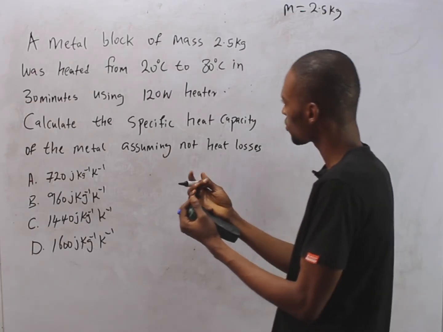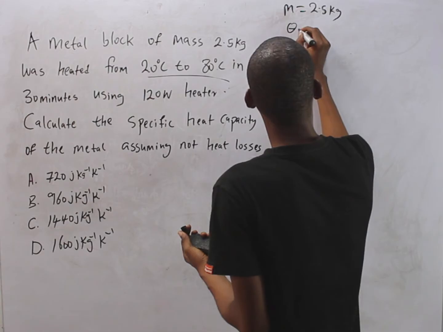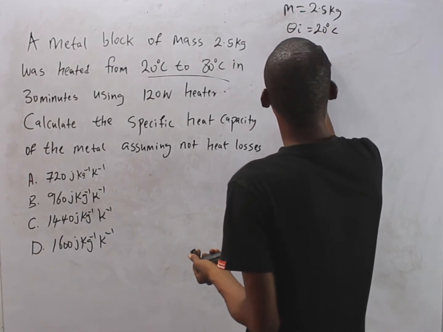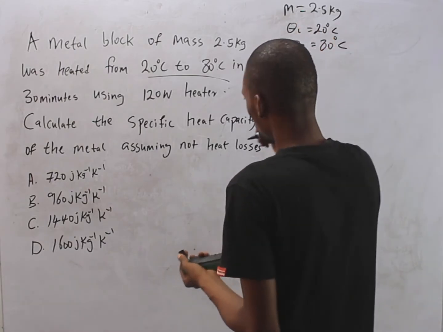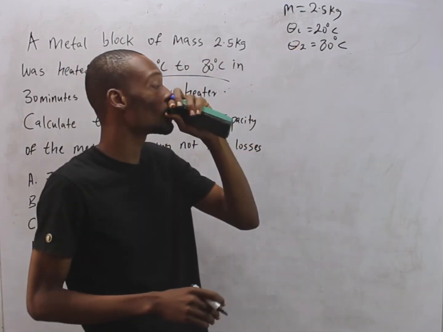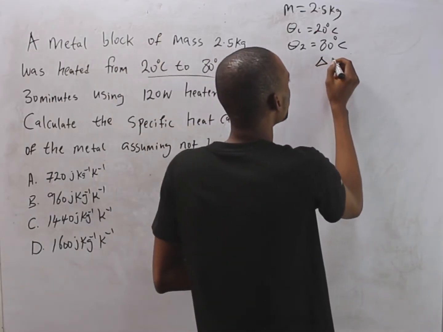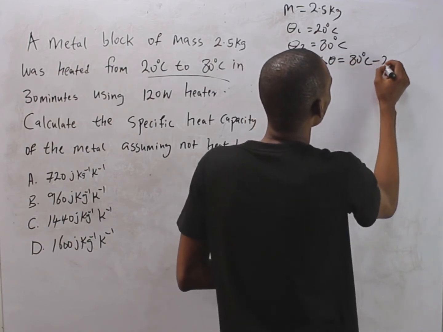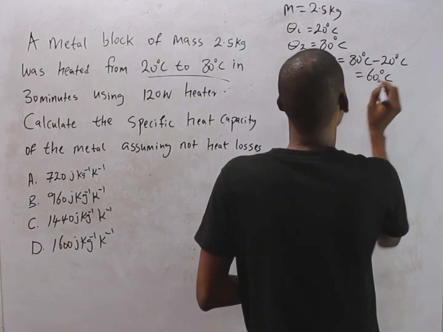A metal block of mass M equals 2.5 kilogram was heated from 20 degrees Celsius to 80 degrees Celsius. This is the initial temperature. Let's call that theta 1 equals 20 degrees Celsius. Then theta 2, the new temperature, equals 80 degrees Celsius. If the first temperature is 20 degrees Celsius and the second one is 80 degrees Celsius, change in temperature will simply be 80 degrees Celsius minus 20 degrees Celsius, which equals 60 degrees Celsius.